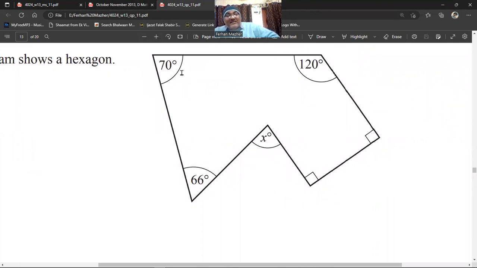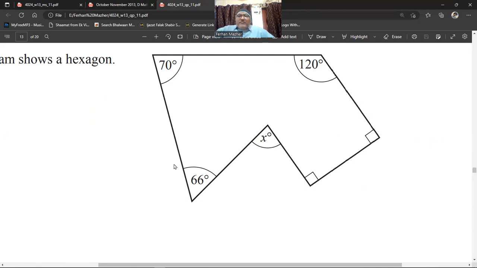There are 6 sides. Internal angle, internal angle, internal angle, internal angle. This will be the internal angle and the internal angle. This is 70, 120, 90, 90. This will be 360 minus x, and this will be 66. If you add these 6 internal angles, their sum will be equal to 720.